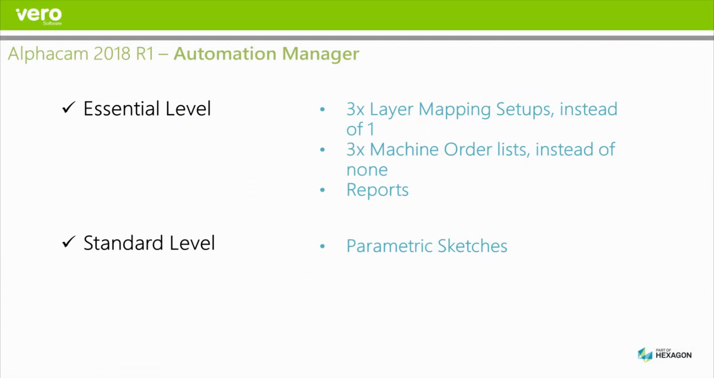And finally, we've made Automation Manager more powerful in the Essential level of Alphacam and in Standard level. Essential has been enhanced by allowing users to make 3 layer mapping setups instead of 1. Machine order lists have been added and reports have been added. And in Standard, you can now process parametric sketches.